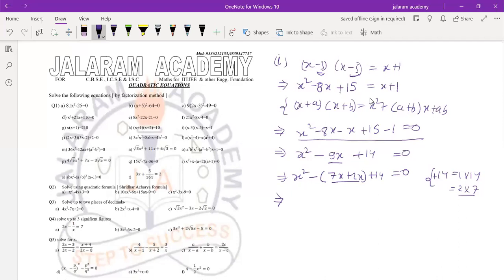Yes, sir. You have written −9x = +7x + 2x in your solution. How can it be? Plus 2x plus 7x cannot be equal to −9x. To make them equal to −9x, both of them must be negative. And this is the most common mistake students make. Sir, when we open the bracket, x² − 7x − 2x + 14 = 0. Yes, who is there? Sir, Devansh.